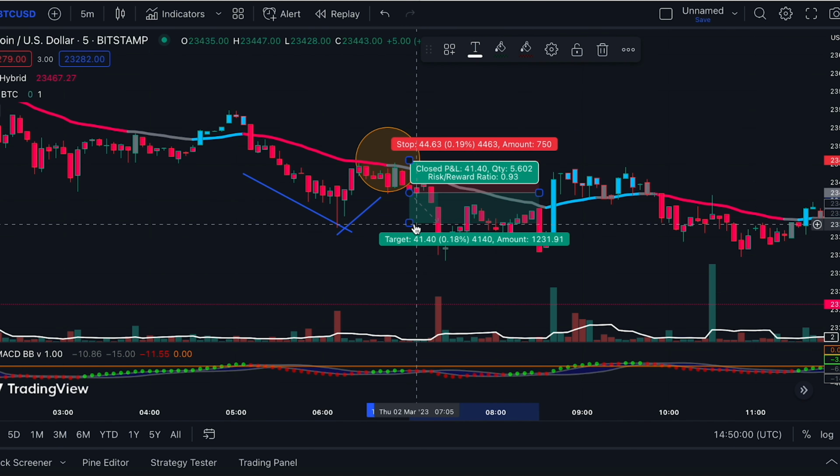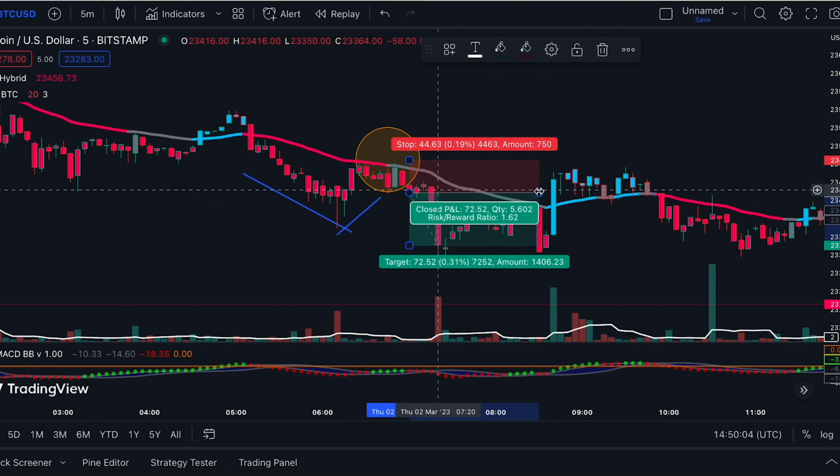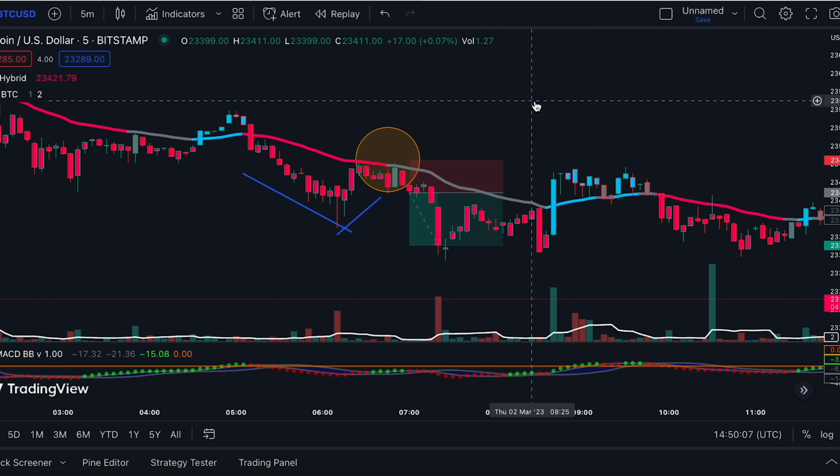Depending on the market volatility, we will either put the stop loss at the EMA or at the most recent swing high. We'll aim for a risk-to-reward ratio of 1.5 times for the take profit.